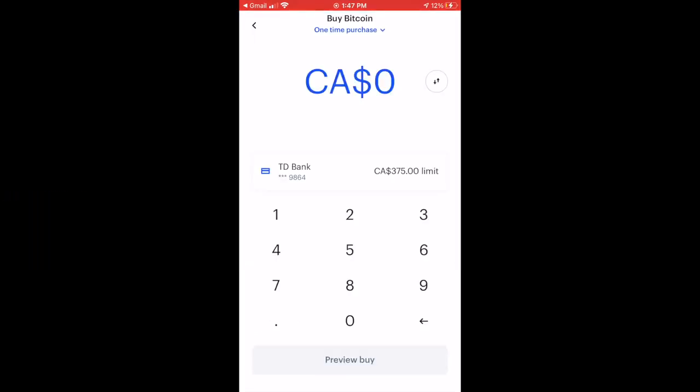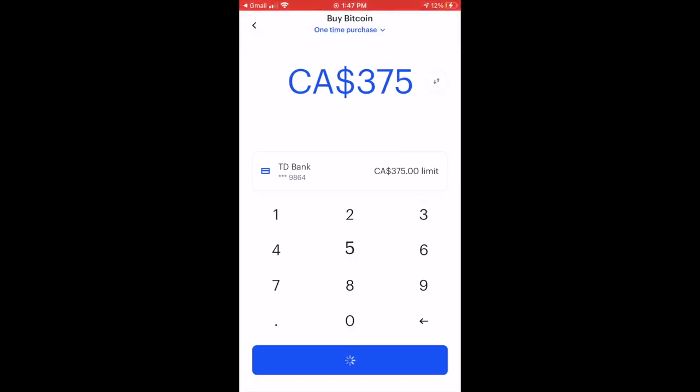When you've created your account in the beginning, it's going to ask you to connect something like your bank account or anything like that, and I already showed you guys this. As you can see here, I have my bank account connected, and my daily limit to buy with my bank account is $375. So if I want, right now I could buy $375 worth of Bitcoin. So I'm going to go ahead and do that.